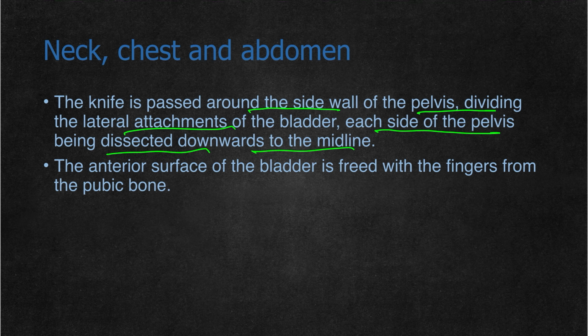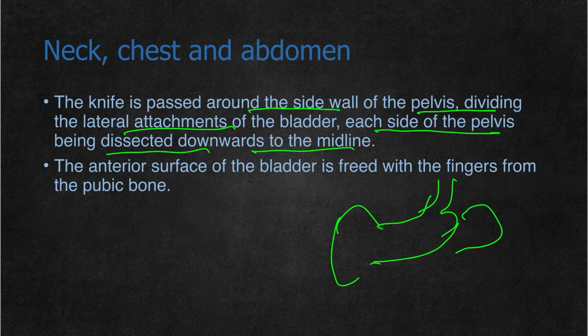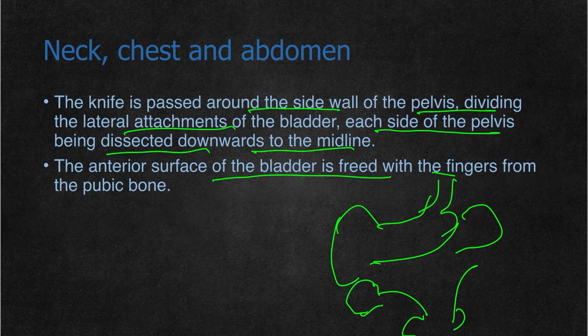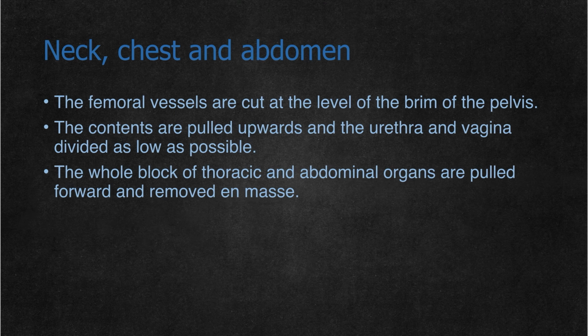We have previously discussed that the stomach with intestines is already separated. Now the stomach is present, then the liver is separated, then the spleen is separated. Now the kidneys, which are present along the bladder, have to be separated and removed. The anterior surface of the bladder is freed with the fingers from the pubic bone. The femoral vessels near the inguinal regions are cut at the level of the brim of the pelvis. The contents are pulled forward and upwards, and the urethra and vagina are divided as low as possible.